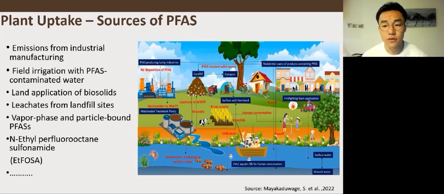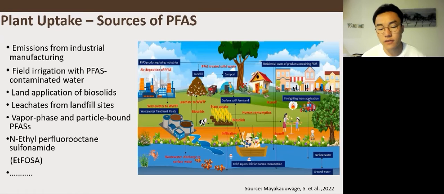Second, field irrigation with PFAS-contaminated water represents an important pathway responsible for PFAS accumulation in plants. The massive production and long-term use of PFAS has led to their ubiquitous presence in freshwater bodies, such as lakes, rivers, and groundwater. Third, land application of biosolids is a common practice to improve soil quality and is another major pathway of introducing PFAS into agricultural fields.